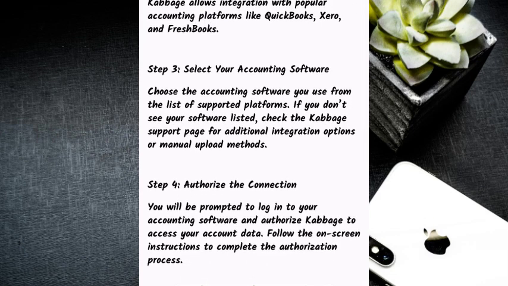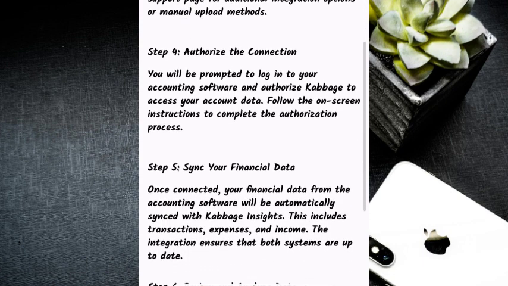Step 3, selecting your accounting software. Now just choose the accounting software that you want to use from the list of supported platforms. If you don't see your software listed, you want to check the Kabbage support page for additional integration options or manual upload methods. Step 4, authorize the connection.